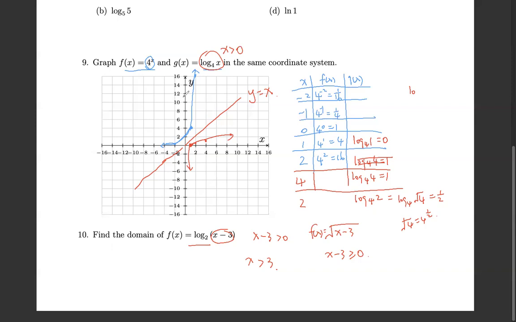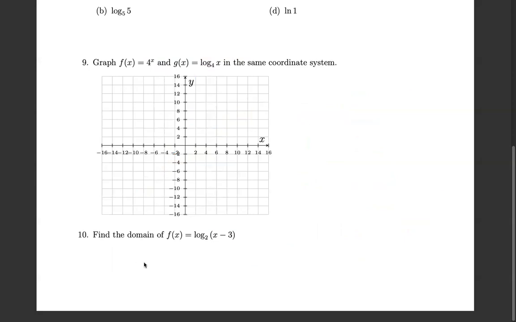So it basically takes the y-axis as the line of asymptote. All right, so that's the domain of log, which means this value has to be positive, greater than 0. It cannot be 0. It has to be greater than 0. Okay, that's it. That's all the 10 questions for the last lecture.